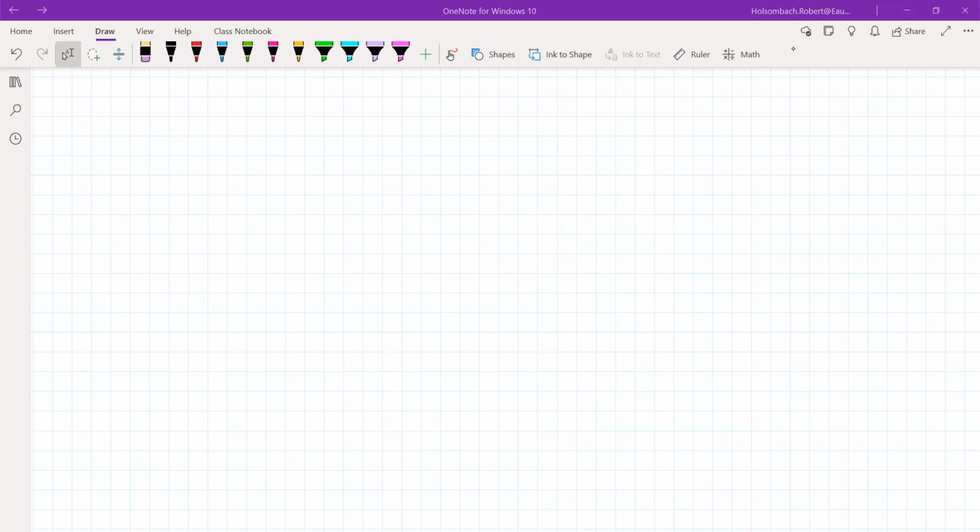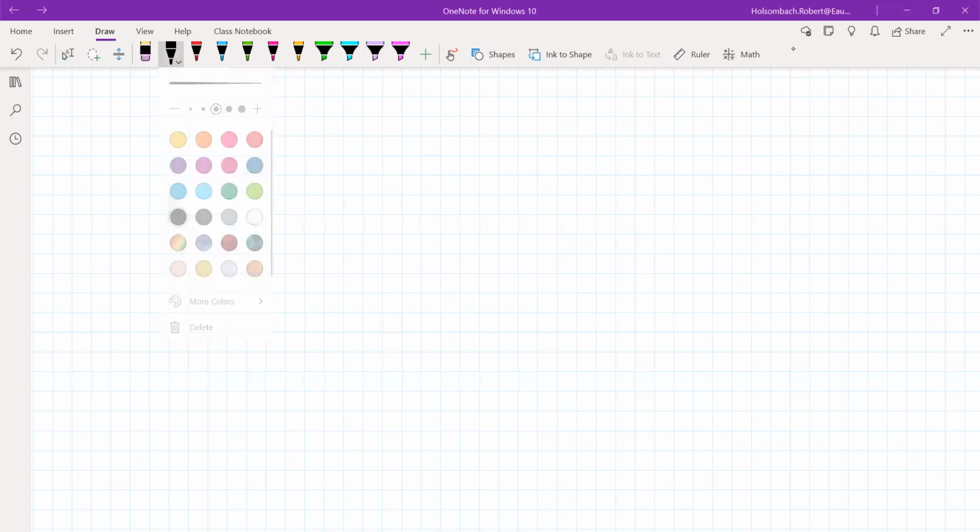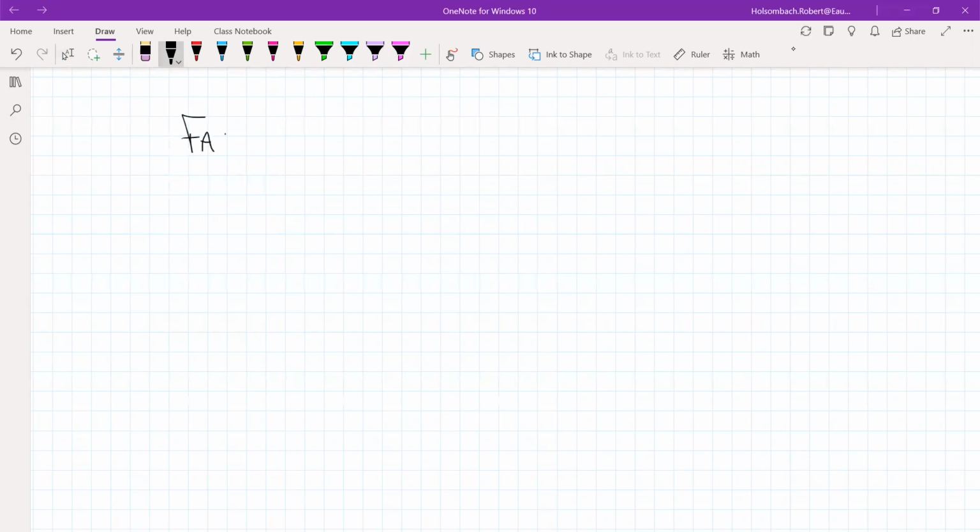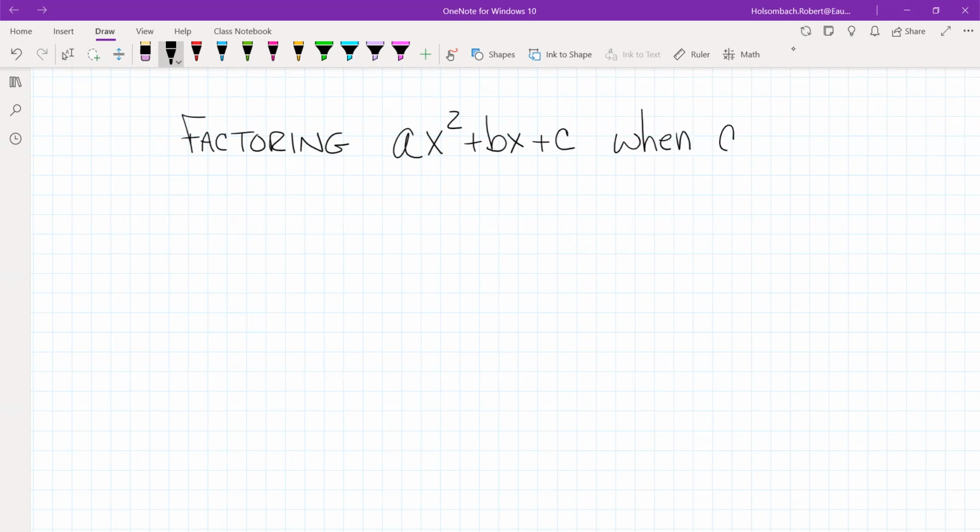So what you're going to be doing this week is factoring trinomials like last week, okay? ax squared plus bx plus c, factoring ax squared plus bx plus c when a is not equal to 1.